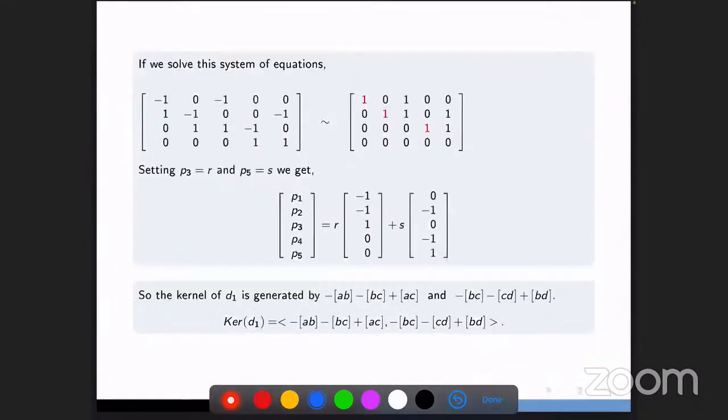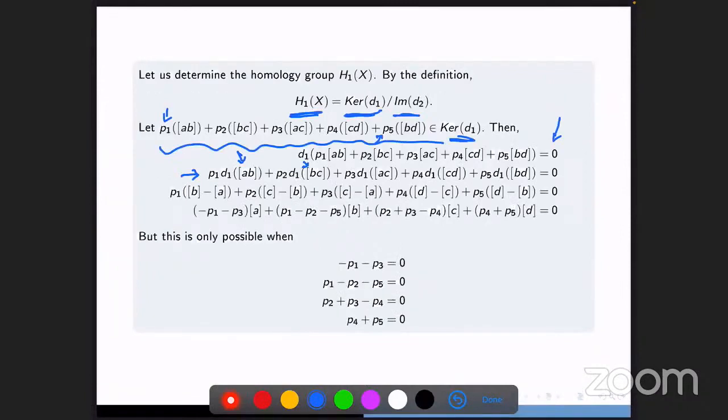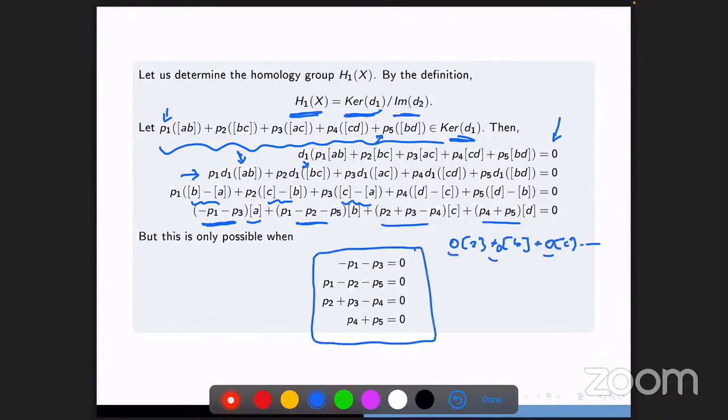So D1 operates on AB as B minus A, as we have seen, this is a boundary operator. And here we will have C minus B, C minus A, and all these. This is going to be equal to 0. And if we rewrite this, for A we have this coefficient, and for B we have this coefficient and this. So to be able to have 0 in this sum, where the 0 element is denoted like this, 0A, 0B, 0C, and so on, each coefficient should be 0. Then we have this system of equations for the coefficients.